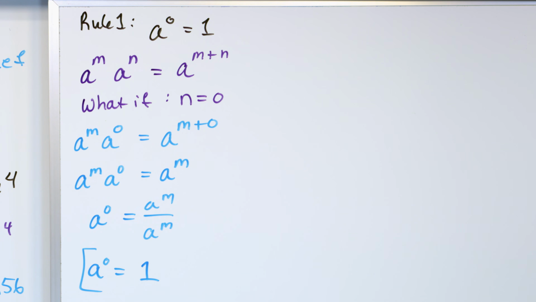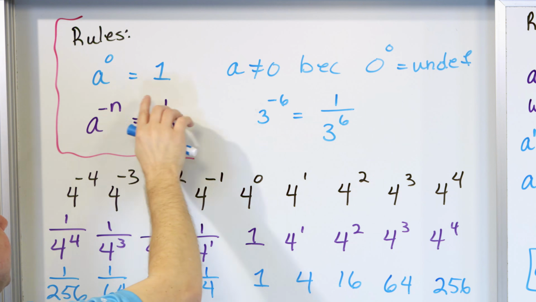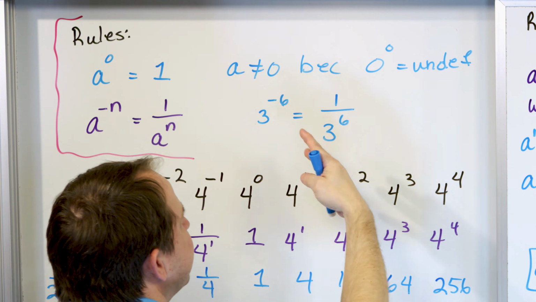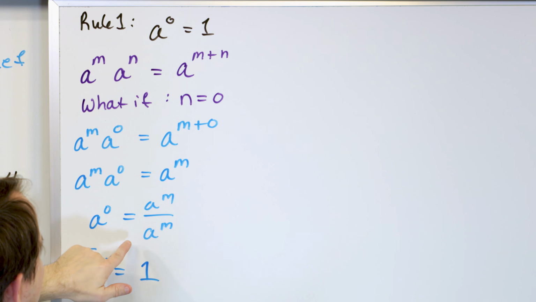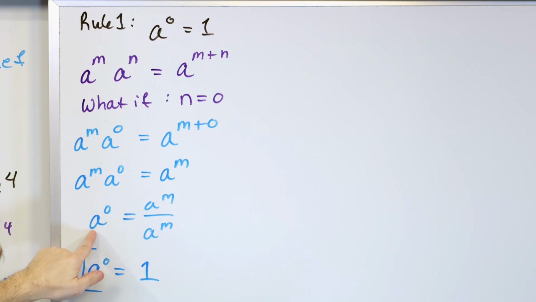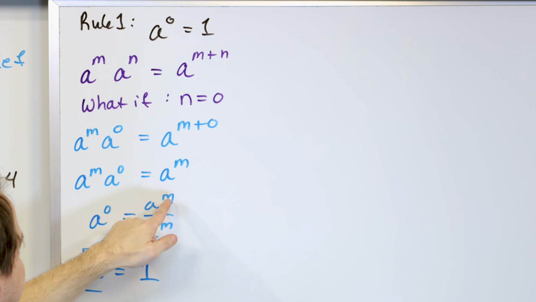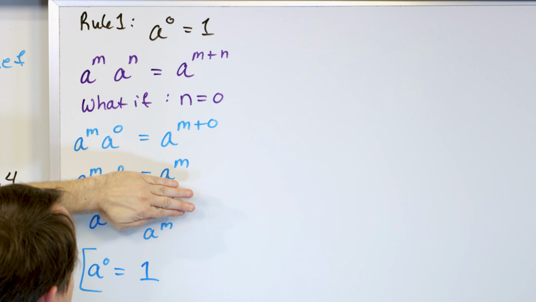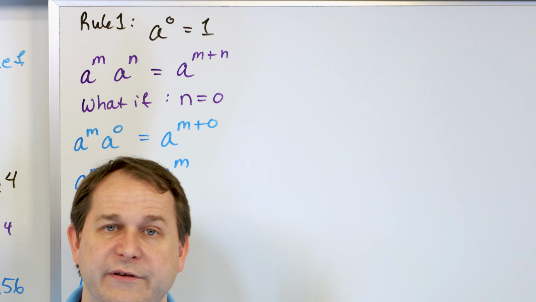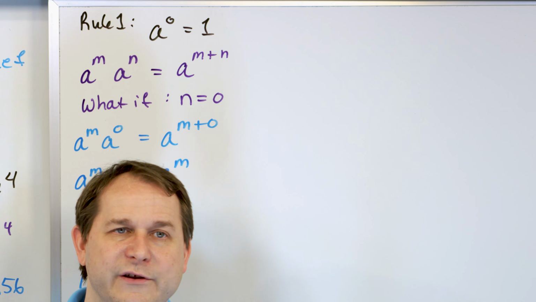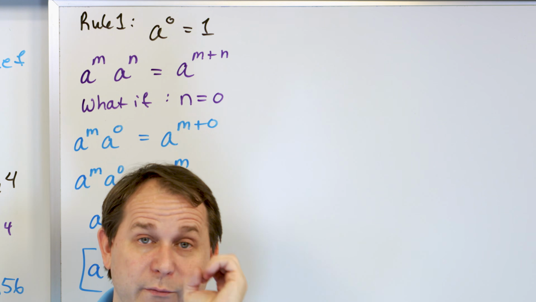Now, if you go back to the original rule that we had, we said that this was true, but only if a was not 0. We said that 0 to the 0 is undefined. It doesn't exist. Now, from the proof, we can see why. Because if we allow a to actually be 0, so it's 0 to the 0 power, then you would have 0 to the m over 0 to the m, right? But on the bottom, cover up the top, 0 raised to any power is going to give you 0. 0 squared is 0 because 0 times 0 gives you 0.